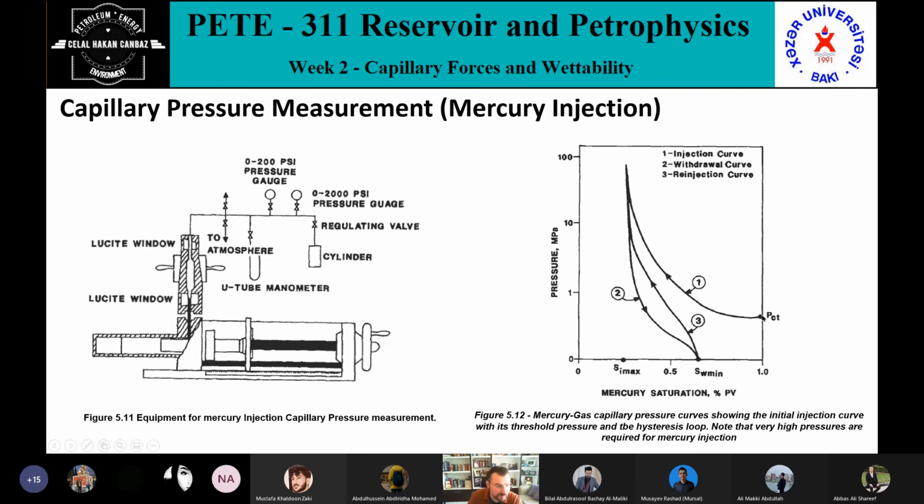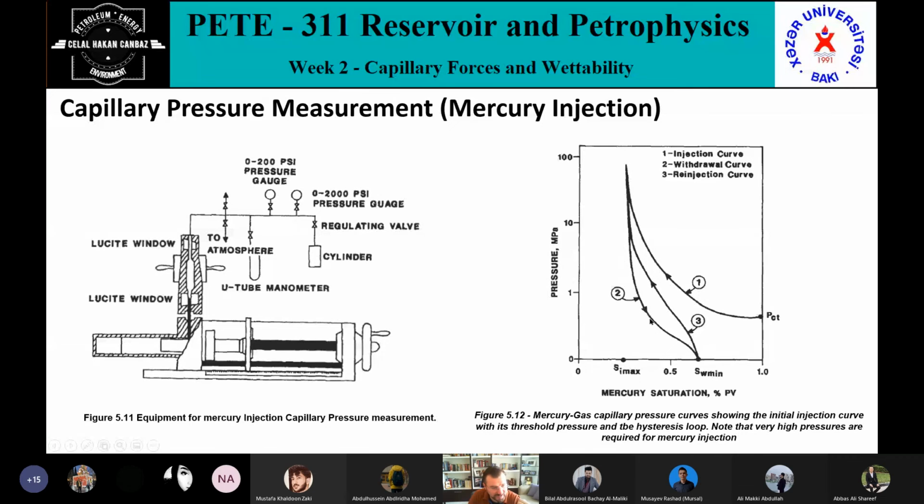So you start 1-0. Probably it means that if you start in 1-0, your rock is mostly water wet, right? So you start from here, injection curve, mercury injection done, and then the withdrawal curve in here.